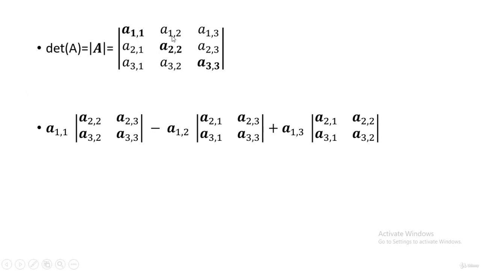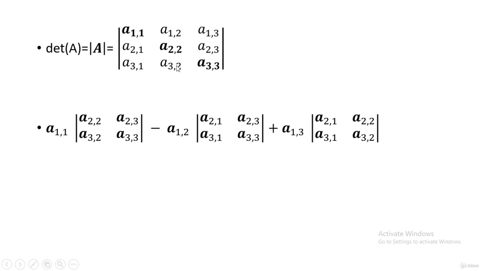Now A12. What is A12? First row, second column. So we're going to hide the first row and second column. What are the elements left? A21, A23, A31, A33. As I said, the sign alternates: plus, minus, and now it will be plus. Now this is 1, 3. That means first row, third column. You're going to hide the first row and third column. What will you get? A21, A22, A31, and A32.